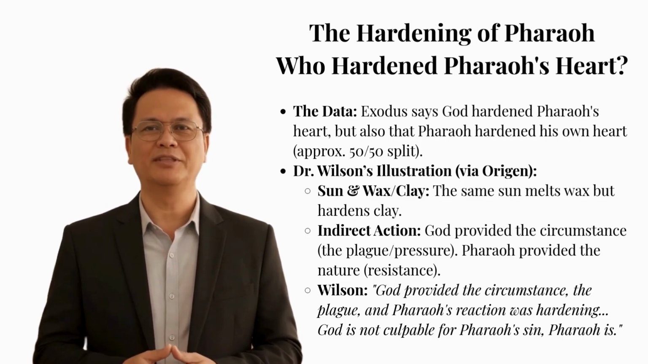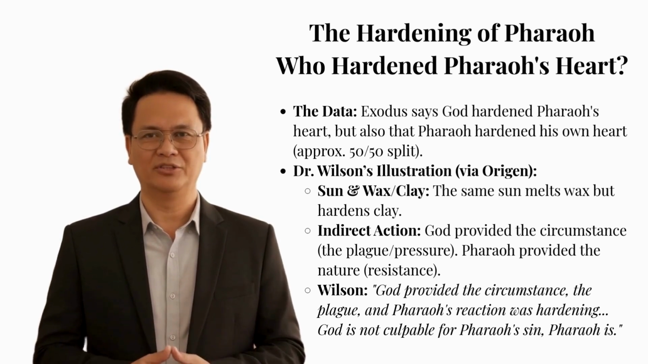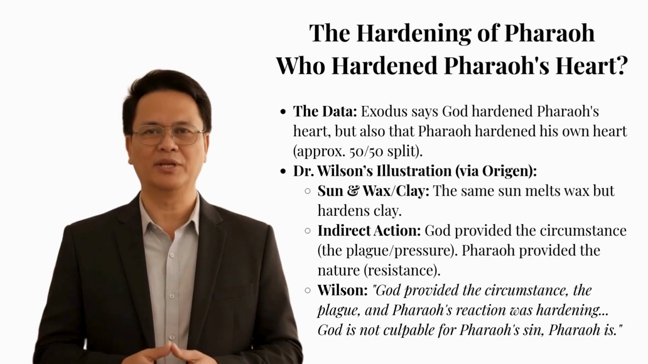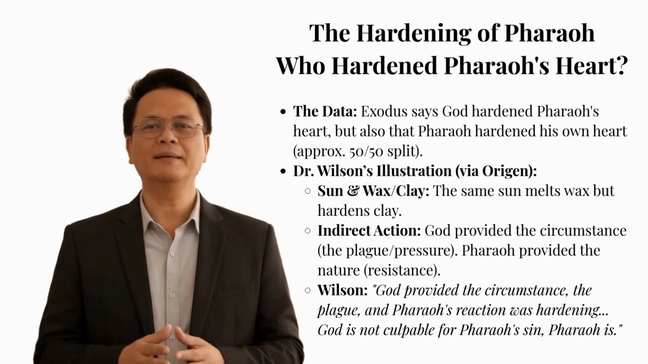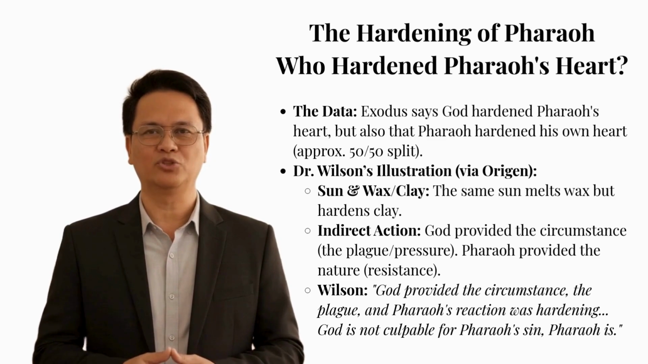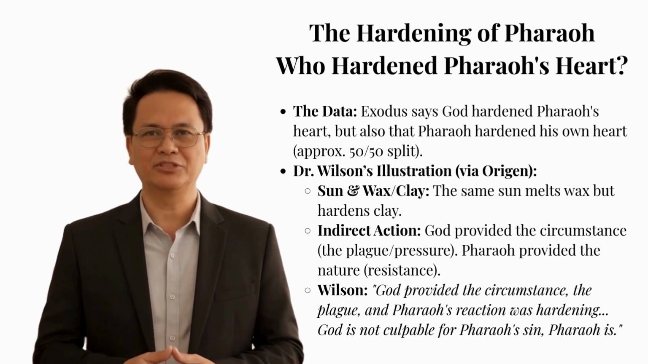Dr. Wilson references Origen, a scholar from around 200 AD. Origen understood this perfectly. Did God send a mystical spirit to zap Pharaoh's brain and force him to resist? No. God hardened Pharaoh indirectly. How? By sending the plagues. God sent the plague, truth, pressure. Pharaoh had a choice, submit or resist. Pharaoh chose to resist, and the pressure of the plague hardened his resolve.